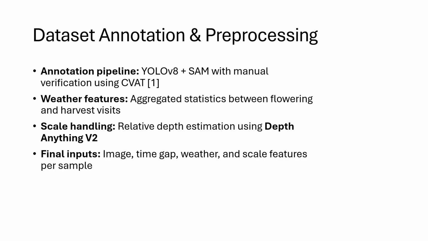Our resolution is 8000 by 6000 pixels, and in total we have 1248 images, 768 from the 2024 data and 480 from the 2025 data. About dataset annotation and pre-processing: annotation is done using YOLOv8 plus SAM with manual verification using CVAT. This pipeline was built in our previous work. For weather features, we aggregated statistics between flowering and harvest visits. For scale handling, relative depth estimation is done using the Depth Anything V2 model. Finally, as inputs, we have image, time gap, weather, and scale features per sample.